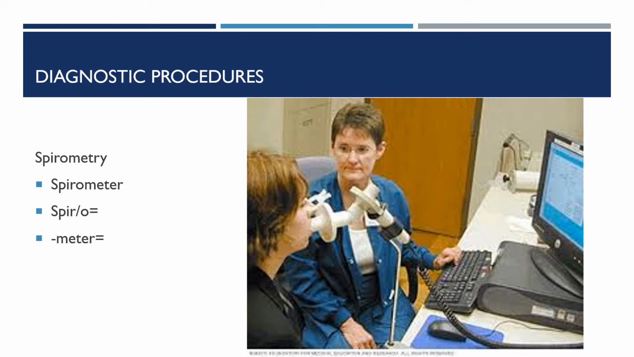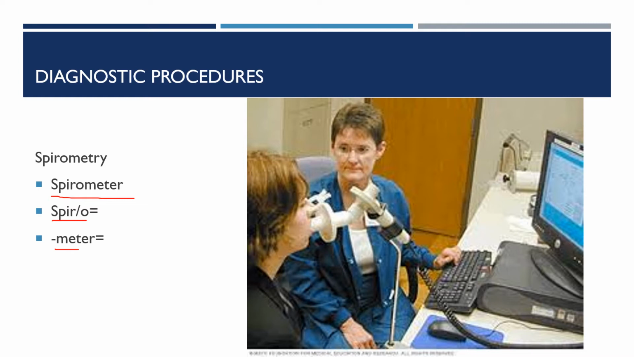So now let's delve into the specific procedures that these doctors order in order to diagnose or treat disorders of the respiratory system. So here we're looking at a respiratory therapist who is administering spirometry. Spirometry. Spiro means breathing. Meter is to measure. So she is using a spirometer to measure the capacity of this person's breathing.